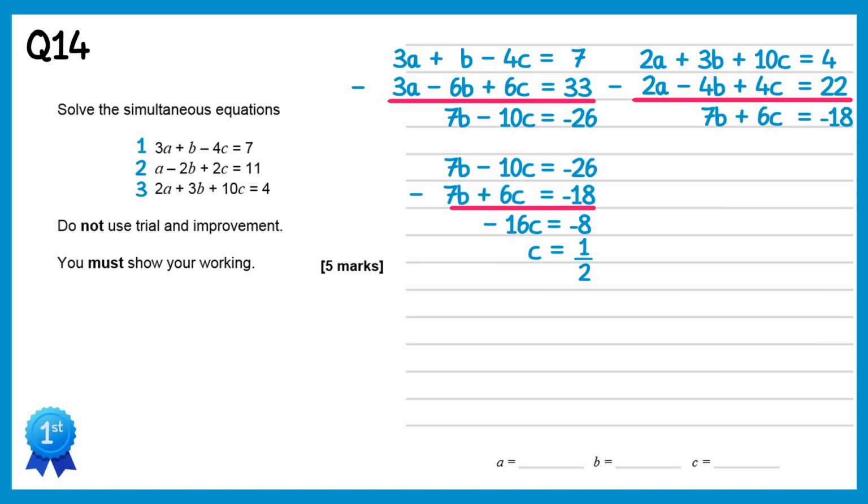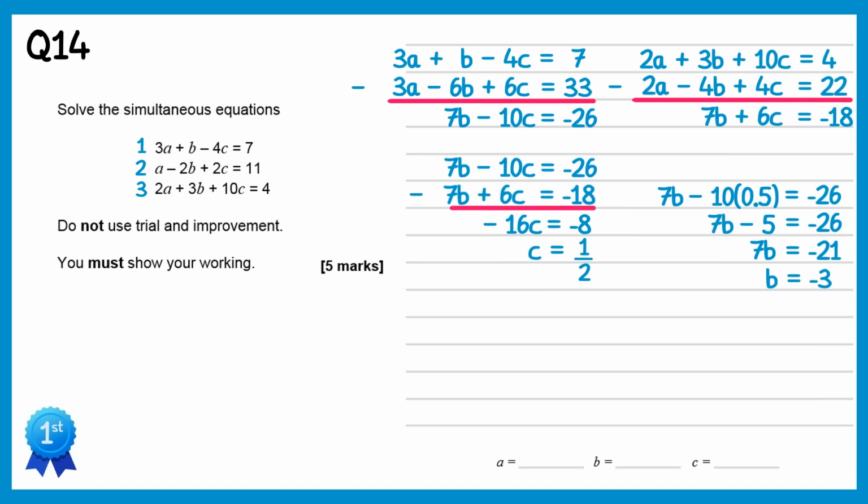Now that I've found c, I can also find b using one of these equations, if I just substitute c for 1/2. So I'm going to use 7b, take away 10c, but I know c is 1/2, equals negative 26. So 7b, 10 lots of 1/2 is 5, so it's take 5, equals negative 26. Add 5 to both sides, and you'll get 7b equals negative 21, and then divide by 7, and you'll get b equals negative 3. So now I've found b.